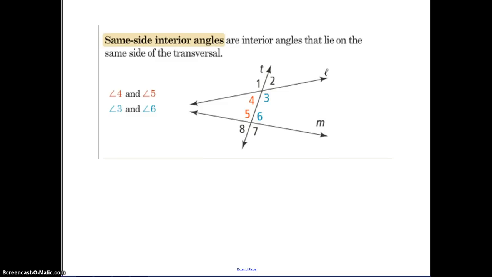Another pair of angles are called same side interior. So again, here's our transversal, and all of these angles are in my interior. They are between them, and we want the ones that are on the same side. So angle 4 and angle 5 are same side. Angle 3 and angle 6 are same side interior.